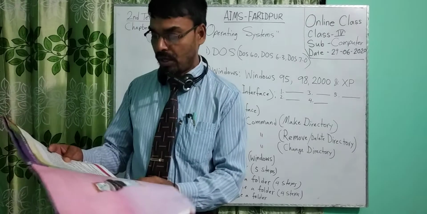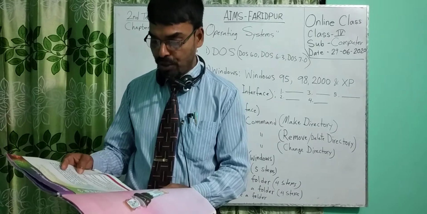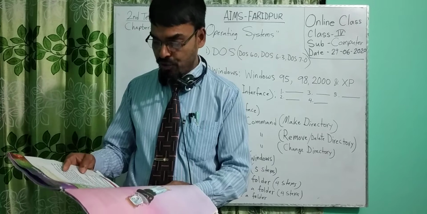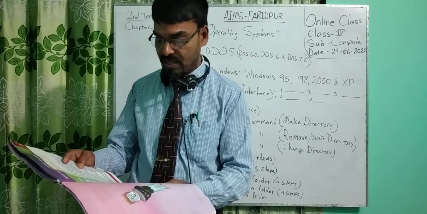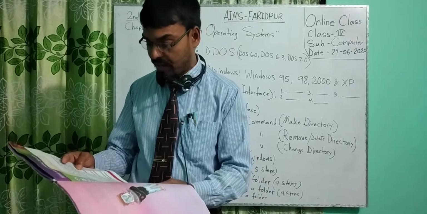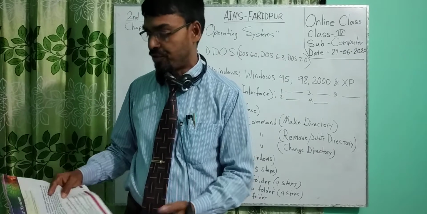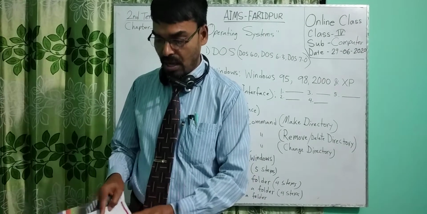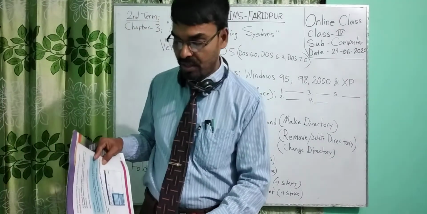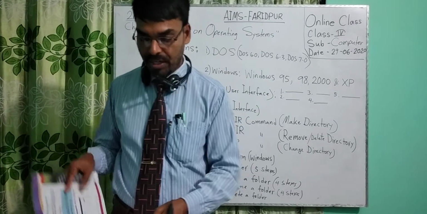Read from the book. Number 1, character user interface is a text-based interface. Number 2, the keyboard is the main source of input. Number 3, instructions are given to the computer by typing commands. Number 4, requires knowledge of commands and instructions to run applications. And number 5, DOS is an example of CUI, all capital.